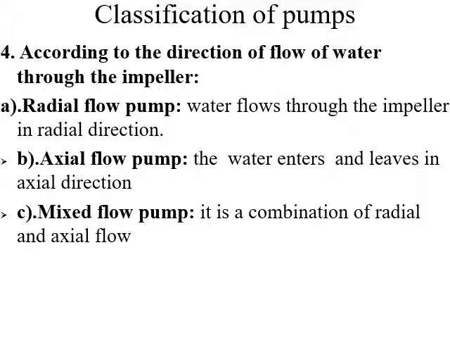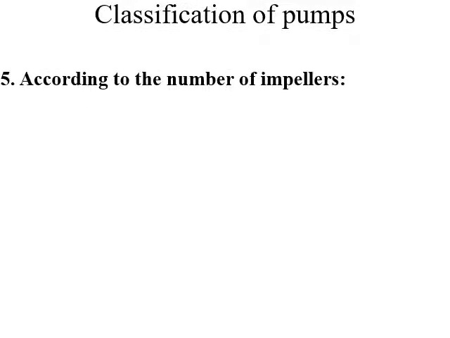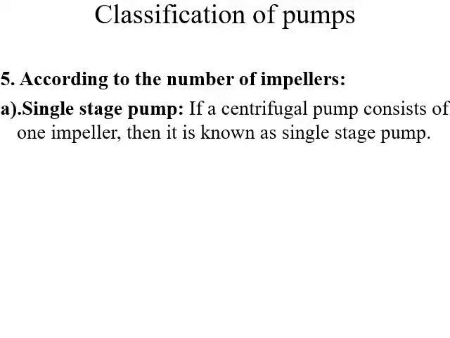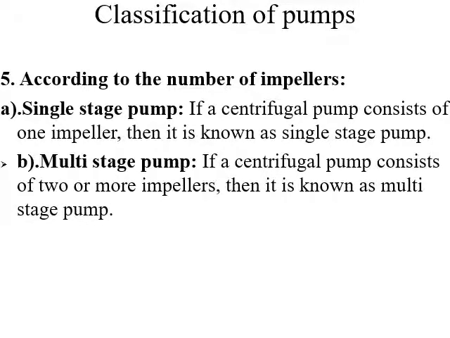In a radial flow pump, water flows through the impeller in the radial direction. Axial flow pump means the water enters and leaves in the axial direction, and mixed flow pump is a combination of radial and axial flow. Next, according to the number of impellers, the single stage pump and multi-stage pump. If a centrifugal pump consists of one impeller, it is known as a single stage pump. If it consists of two or more impellers, it is known as a multi-stage pump.